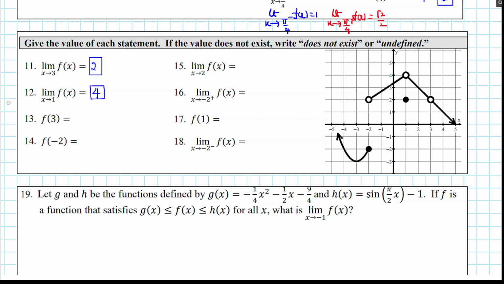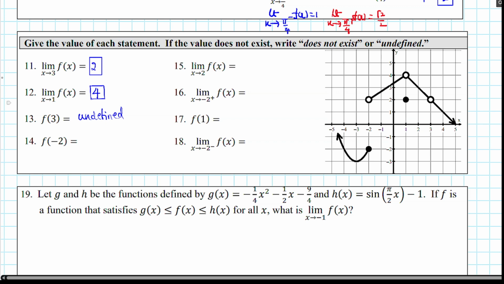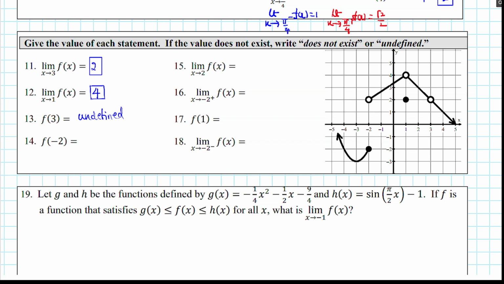And f of 3. From the graph, f of 3 has a hole, that means it is undefined. And f of negative 2. From the graph, you can see there is a solid dot at negative 2, so that is the function value. Therefore f of negative 2 is negative 2.